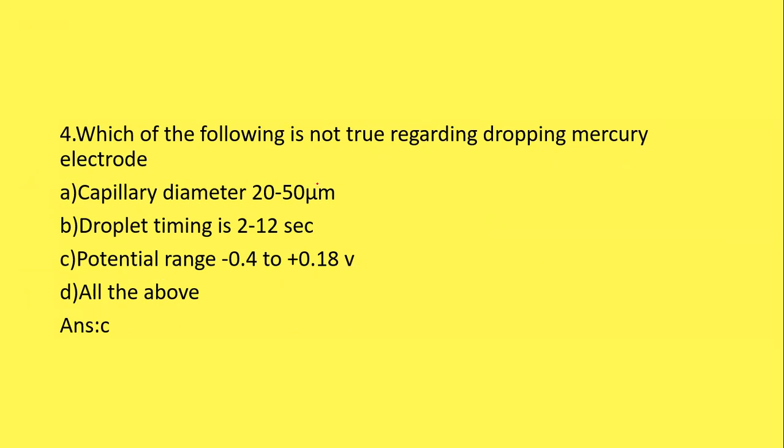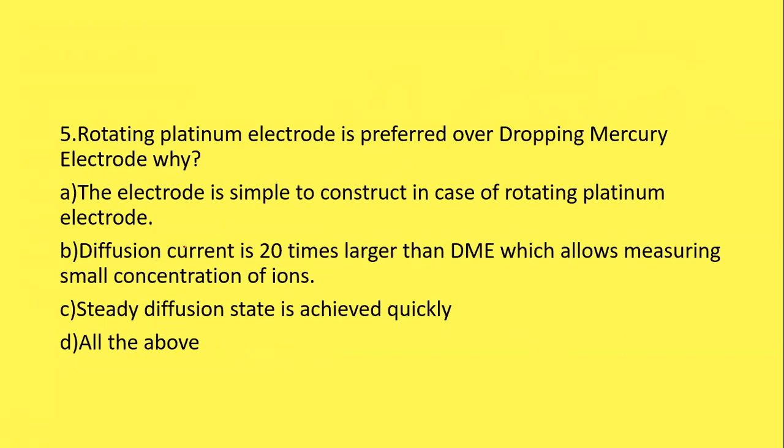So this is true. Capillary diameter of a dropping mercury electrode is between 20 to 50 micrometer. This is very important. And droplet timing is 2 to 12 seconds. Then the potential range is not minus 0.42 to plus 0.18 volt. It is plus 0.42 to minus 1.8 volt. Potential range plus 0.42 to minus 1.8 volt. Next question. Rotating platinum electrode.